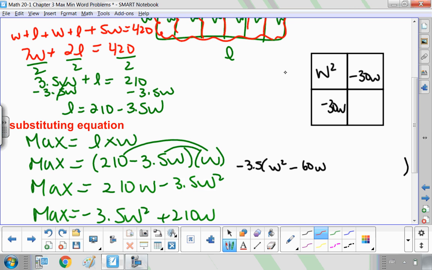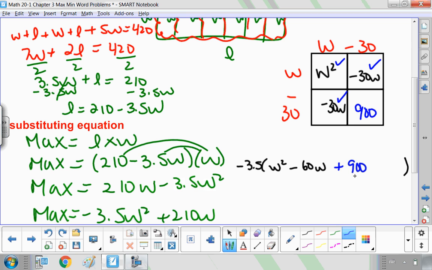In my first row, my greatest common factor is W. In my first column, my greatest common factor is also W. I take out my leading coefficient of negative 30 and take out my negative 30. Now let's just check to see if this is right. W times W, W squared. W times negative 30, negative 30W. Negative 30 times W, negative 30W. So what will complete the square is negative 30 times negative 30, or 900.